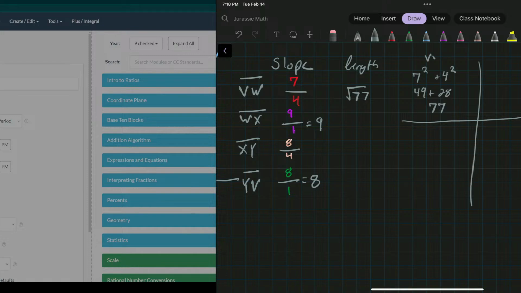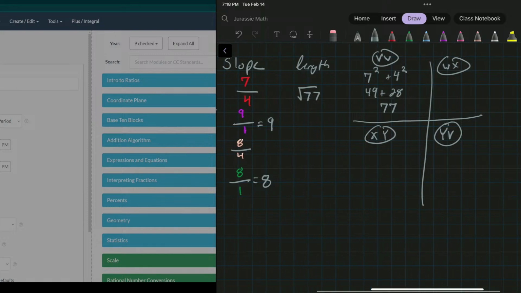So this was VW. Let's do WX right here, XY here, and YV here. All right, so WX is 9 and 1. So 9 squared plus 1 squared, 81 plus 1 is 82. Factor tree. 82 is 2 and 41. I can't break it up any more than that. So nope. So that's going to be square root of 82 as well.